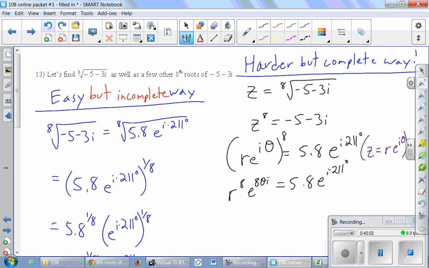Okay, and now I'm going to start making things that look like they must be equal to each other. I see the e in both sides, and then I see a number in front of e in both sides. So I see r to the 8, and then I see 5.8. Well, I guess if we're going to make these equations true, then we better match up those two things. So r to the 8th is really 5.8. And then the other thing I see, there's e's that are in both, and upstairs there's i's that are in both. So the other parts are 8 theta and 211, and it sure seems to me like they're going to need to equal each other because everything else in this equation matches up kind of component by component. So I've got 8 theta equal to 211 degrees.